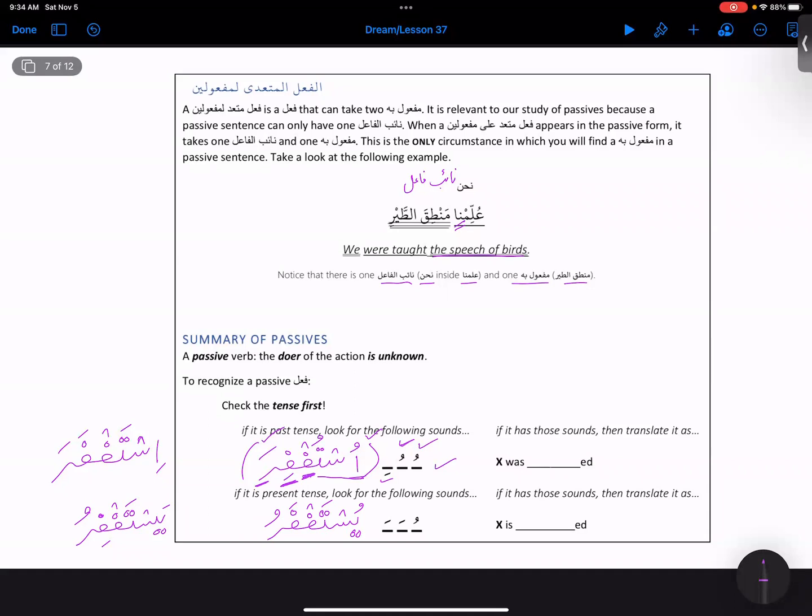No, third root letter you mean, right? Don't say third letter. You can say second root letter. Second root letter will take kasra. First letter will take a Dhamma, second root letter will take a kasra, and the last root letter will remain the same. Exactly, and sukoon remains sukoon.